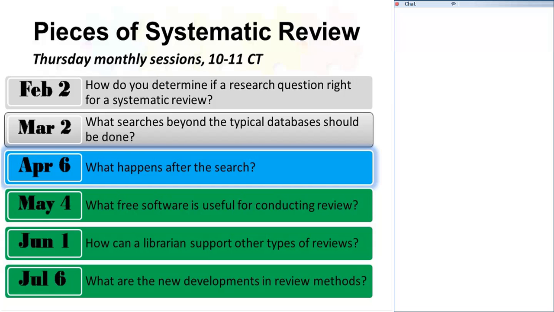And then next month we're going to look into different software that might be useful, and I'm going to be focusing on the free software that's universally available. And then in June, we'll talk about other types of reviews because there are plenty out there that still need our support. And then in July, we'll end up with new developments in review methods, including living systematic reviews, text analysis, and other topics like that.